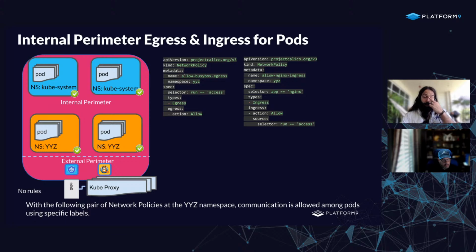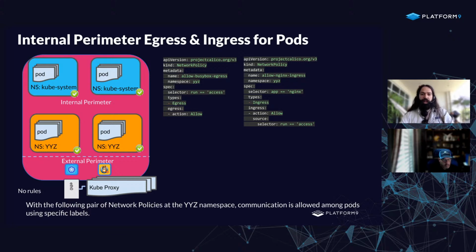All right, so now let's talk about the internal perimeter and egress and ingress for pods. Now that we have everything closed down at the application level, we need to start creating other network policies. These network policies are going to allow the communication of our application to happen. With this we can be as granular as we want, but right now we are going to be a little bit relaxed with the policies.